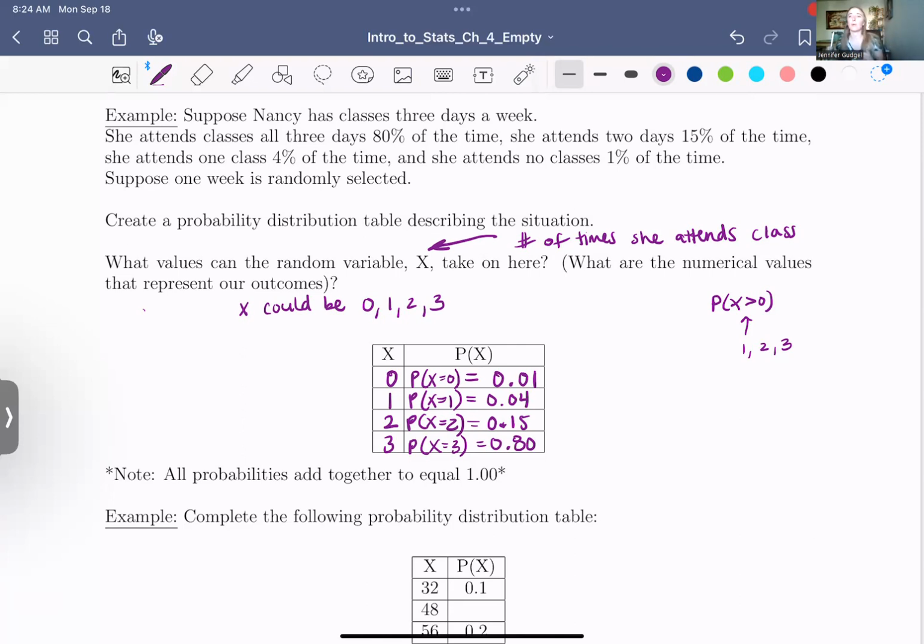So again, you can make the note, all of these are between 0 and 1: 0.01, 0.04, 0.15, 0.8. And if I add them all together, these guys are 0.95, 0.99, and 1.00 if I added them all together.